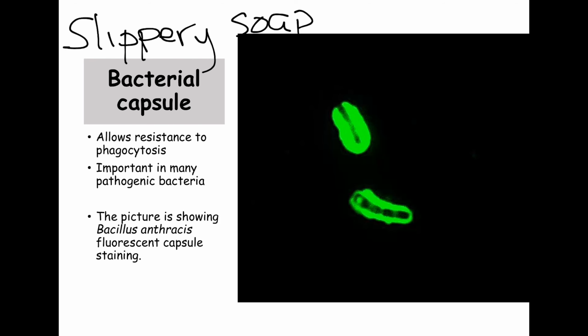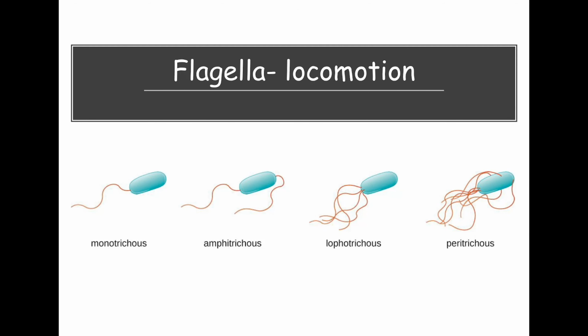All right, just like how humans, like males, have sperm cells with flagella that help them to swim, bacteria also have flagella for locomotion. Now the composition is a little bit different. The flagella in bacteria is actually composed of flagellin. But I just want to show you that bacteria have different arrangements of the flagella. Once again, it's all for movement.